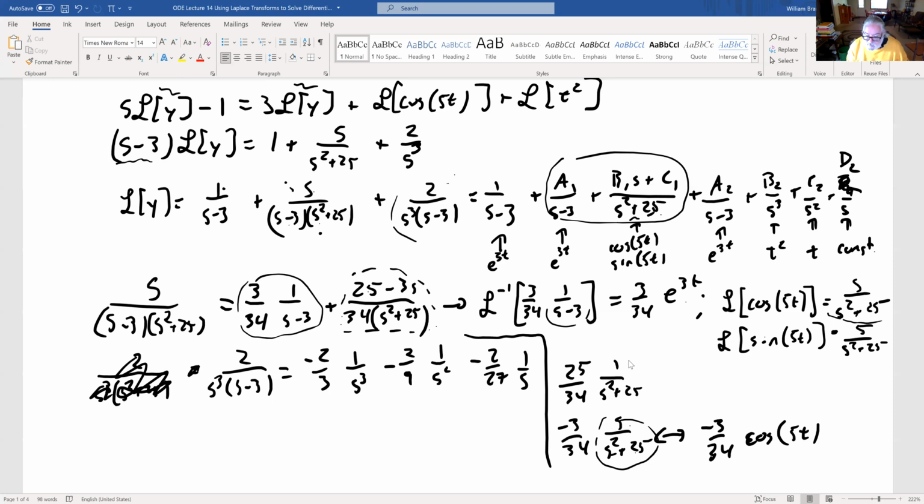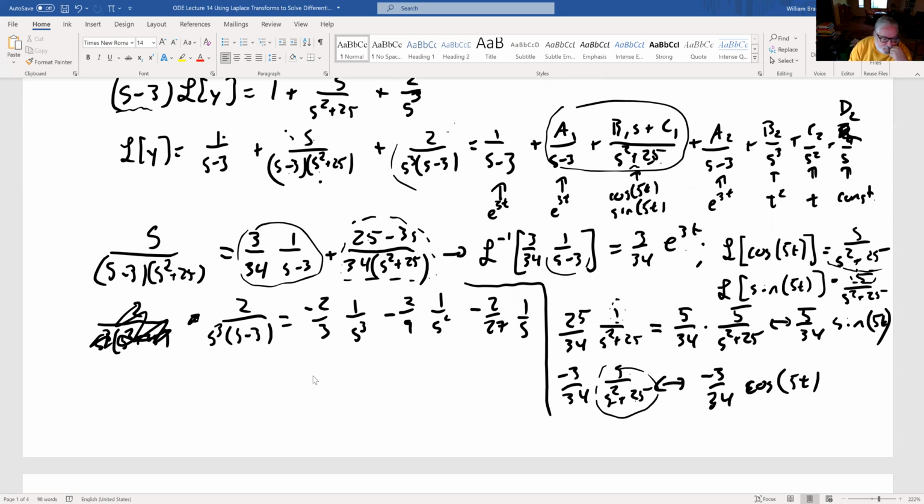This is a little bit trickier because we need to prepare this a little bit because we need a 5 in the numerator to get the Laplace transform of sine 5t. So I'll take a 5 out of my 25 and leave it with the 34 times 5 over s squared plus 25. And so that is now the Laplace transform of sine 5t. So there's our Laplace transforms that come from that.